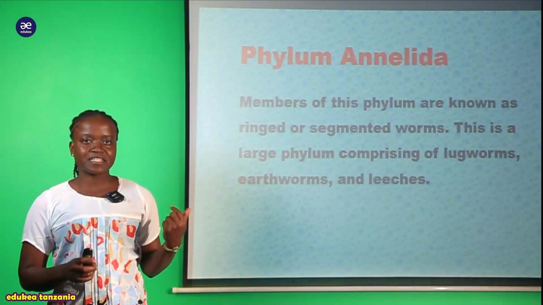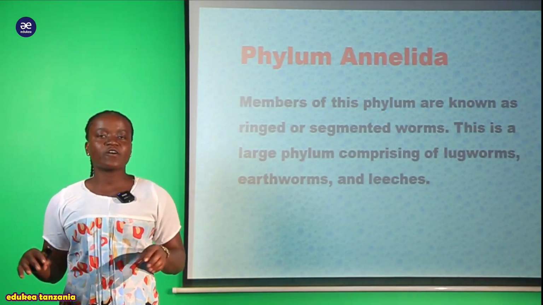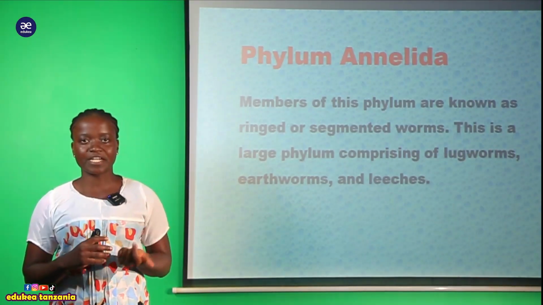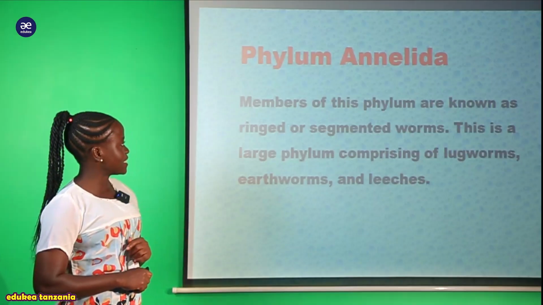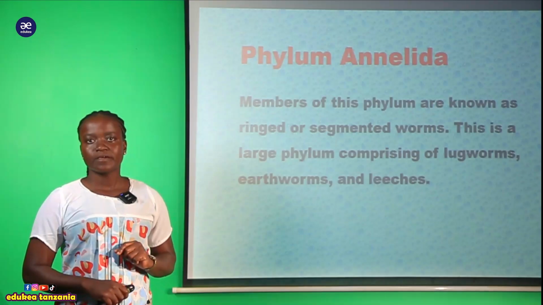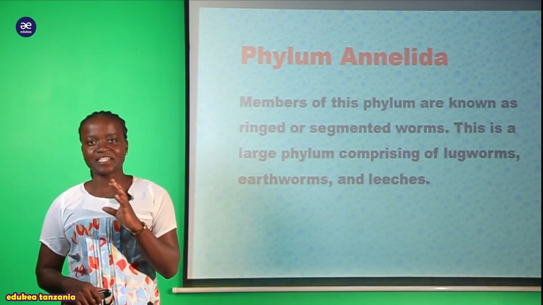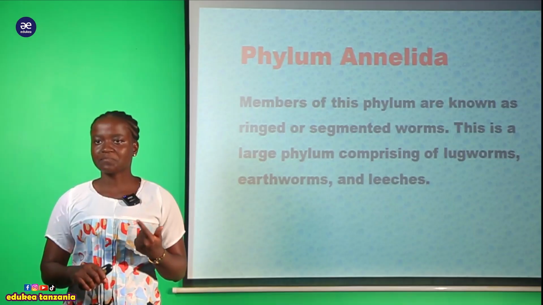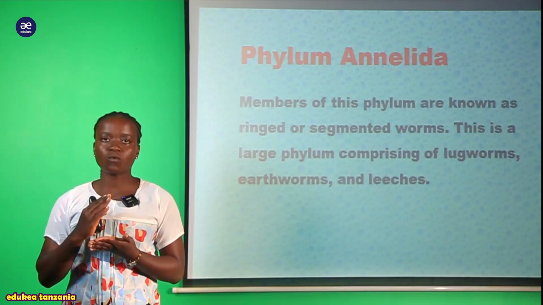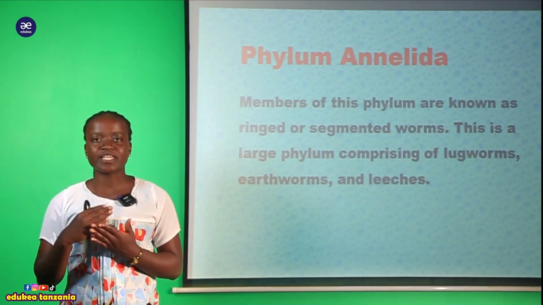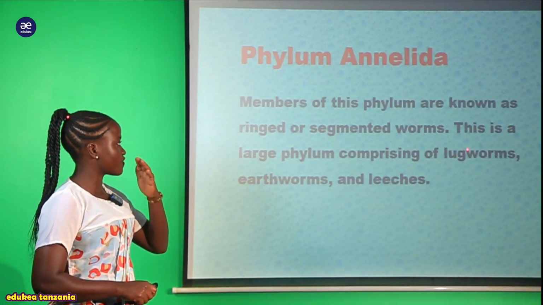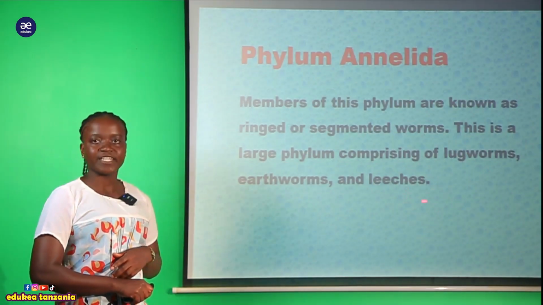Why I'm saying that this phylum is very interesting, because all of the organisms found within this phylum, we are familiar with them, so you know these organisms. The members of this phylum are known as ringed or segmented worms. Segmented worms means that they possess segments within their body, yani wanakuwa na vipingili ndani ya miili yao. This is a large phylum comprising the lungworms, earthworms and the leeches.